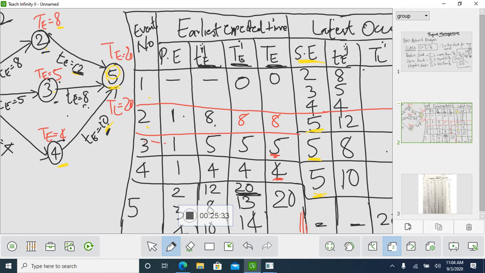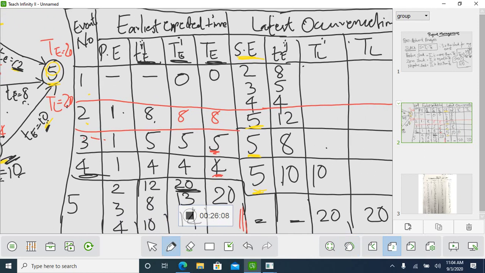Next you will be finding TL. So if you take event 4, what is your TL? You will be finding TL. So 20 minus 10, you will be doing 10. So 20 minus 10 is your 10. Next, your answer is 10.